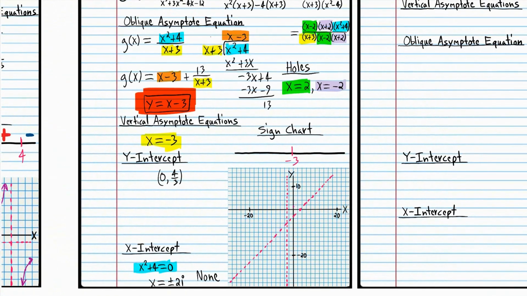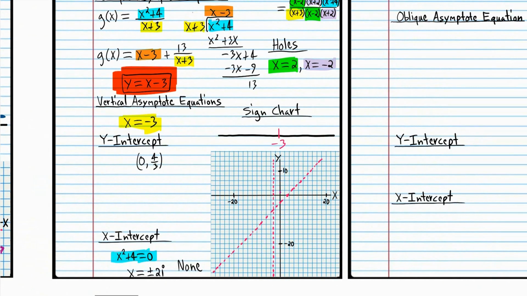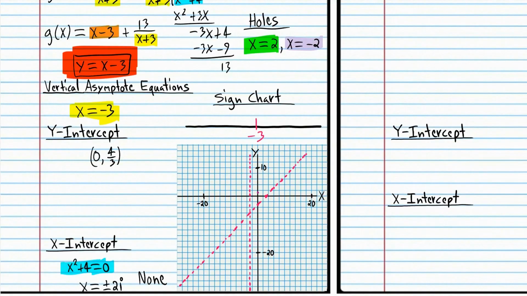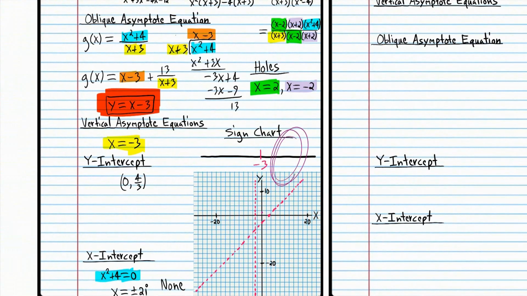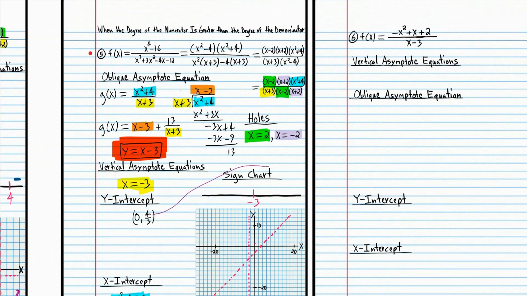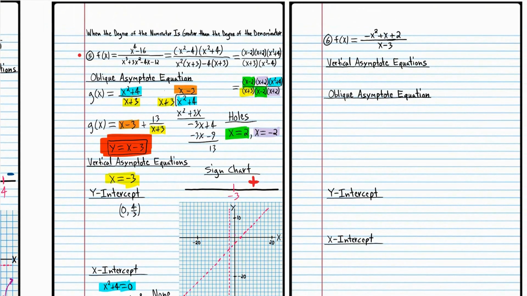And let's do a sign chart. So let's say that x is 0. We're going to check this region over here. If x is 0, we get a positive number. We already found that. So the y values are going to be positive on that part of the graph.